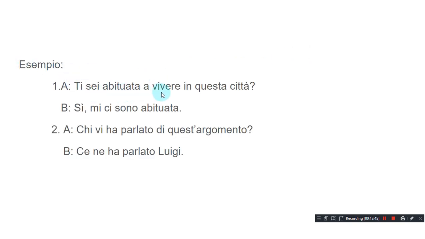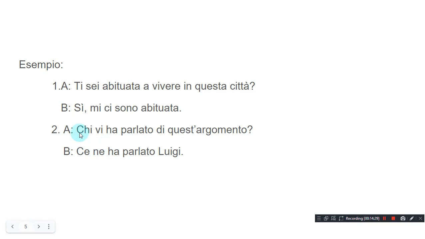Esempio, ti sei abituata a vivere in questa città? And here we have phrasal verbs that get used with prepositions. Abituarsi a fare qualcosa. Abituarsi è un verbo riflessivo. It's a reflexive verb, to get used to doing something. And it needs the preposition a. And in such cases, when we use prepositions such as con, a, su, we use the pronoun ci. And when instead we use prepositions such as di, da, with a verb, we use the pronoun ne.